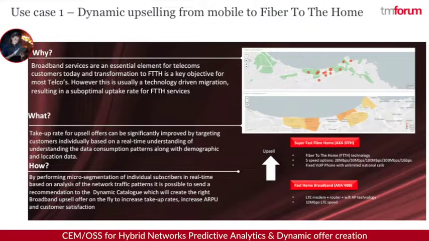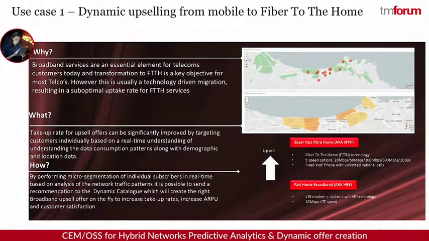So the first use case, as I mentioned, is the dynamic upselling from the mobile to the fiber offer at home. What we are currently showing is 2 dashboards, 2 maps, to show where the 4G heavy users are located and to map it to the fiber optical deployment, in order to allow Ooredoo to send the next best offer to their customers.